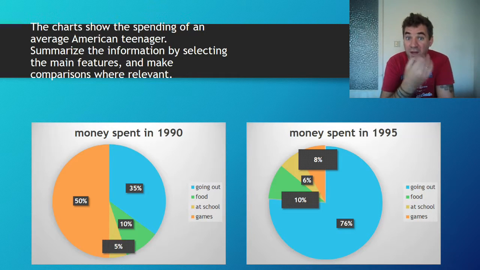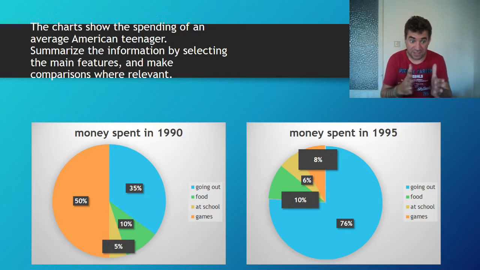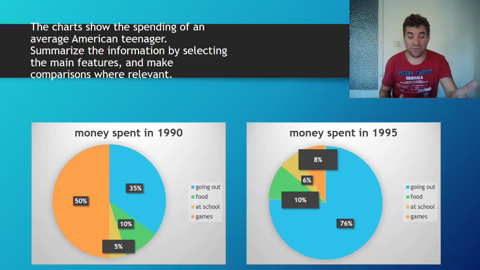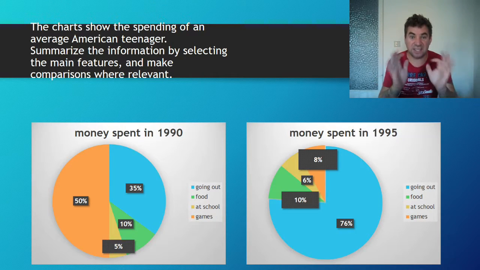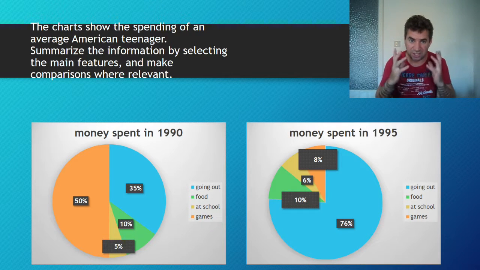Alright, for example, 50% is a half. These are important things, alright? These are the main features. 35% is just more than a third. 10%, 1/10, or you could say it's 5 times less than the games. And the other one, 76, that's almost 3/4. Okay, 10%, 10%, I can see it's exactly the same. Alright, so you need to spend some time doing this, understanding.